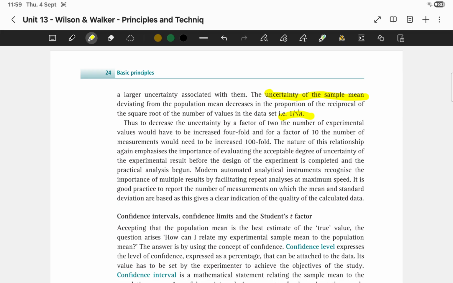It is good practice to report the number of measurements on which the mean and standard deviations are based, as this gives a clear indication of the quality of the calculated data.